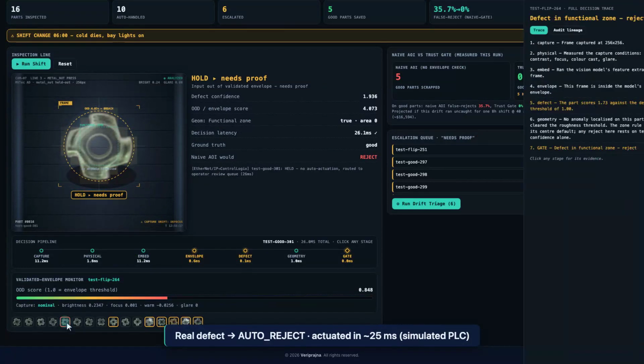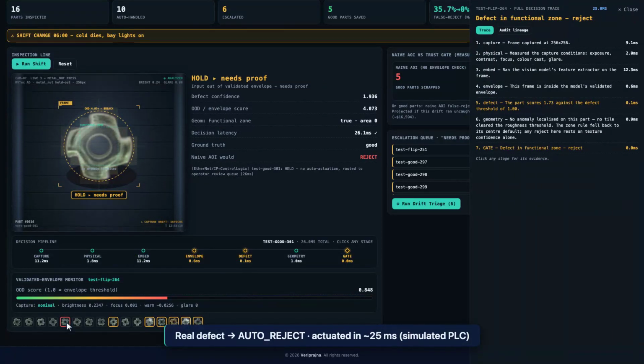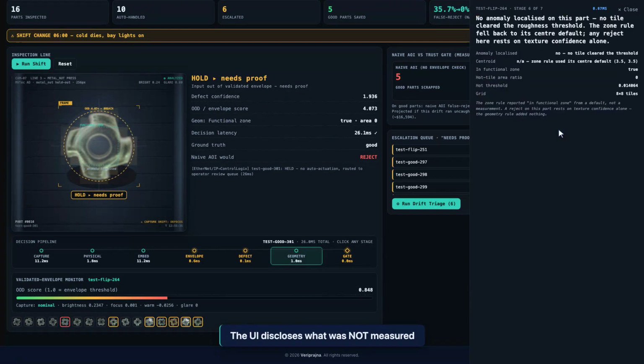First, Part 264. A gross structural defect, confidence 1.7. The gate auto-rejected it, and the simulated EtherNet/IP adapter logged the actuation in about 25 milliseconds, well inside the 750 budget. The geometry stage is honest about its limits. No anomaly was localized on this part. The zone rule fell back to its center default, so the reject rests on texture confidence alone. The drill-in says exactly that.